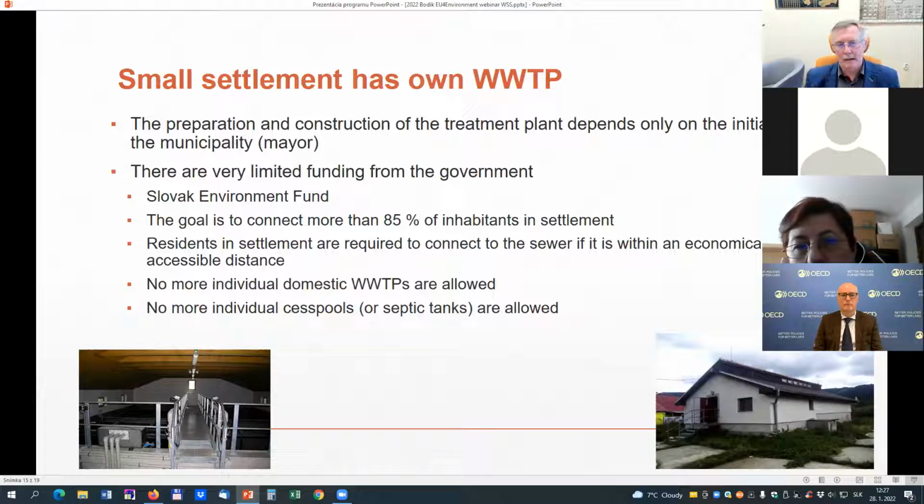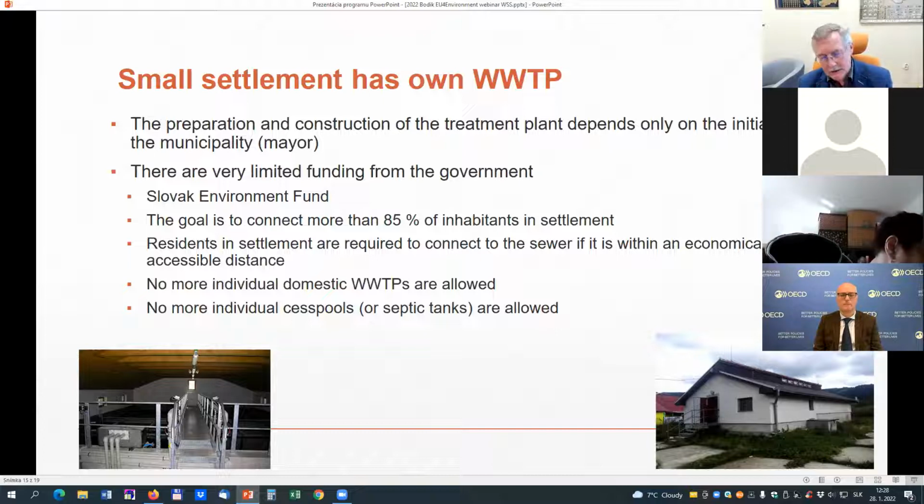Also the goal of this system is to connect more than 85% of inhabitants of the settlements. It is an indicator of a good project that 85% are connected. The residents are required to connect to the sewer and wastewater treatment plant if the economically accessible distance applies. If the village has a central sewage and treatment system, then no more individual domestic wastewater treatment plants or individual cesspools are allowed. All people must be connected to the network.